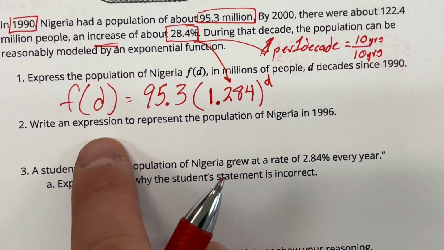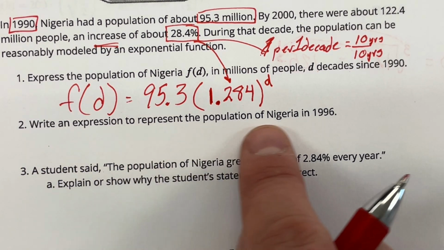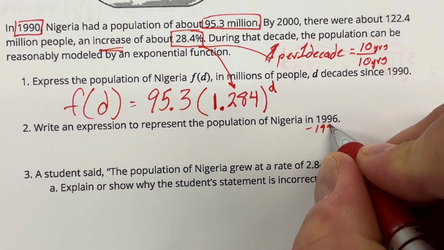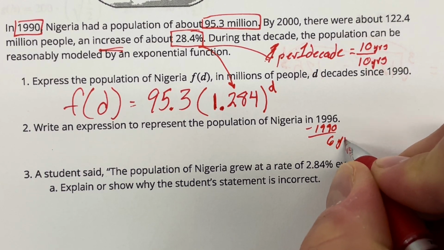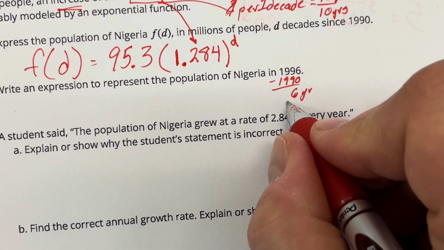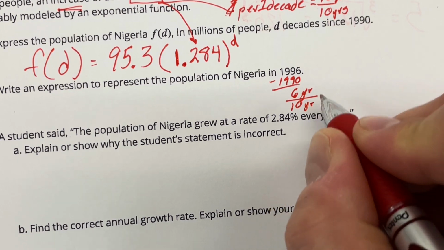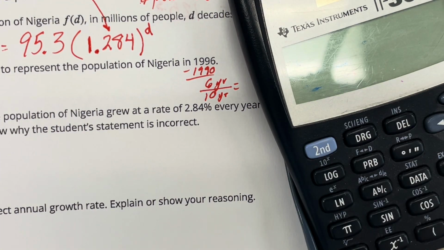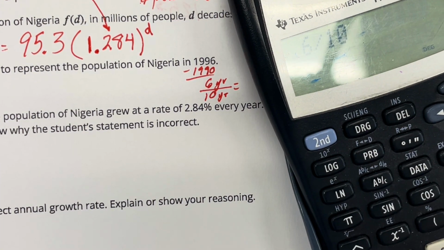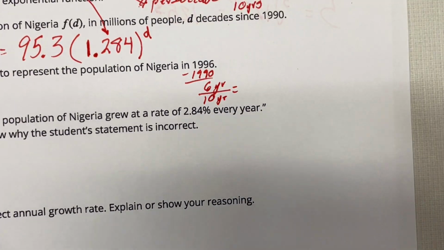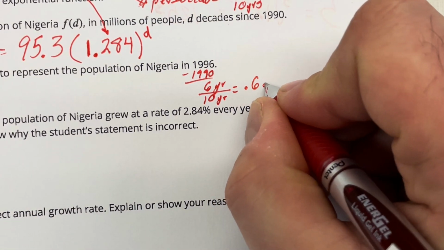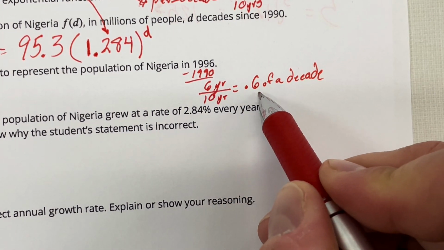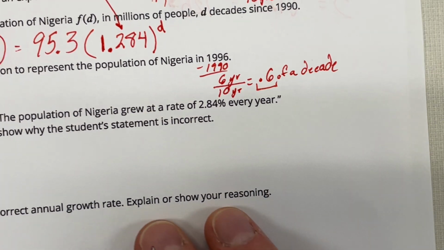This now says write a representation of the population in 1996. 1996, that is just 6 years later. That's not even a whole decade. That's 6 years out of 10 years per decade. Look at how I'm making a fraction there. This is how we turn that number, 6 divided by 10, into a decimal, 0.6 of a decade. And we can use either 6/10 or 0.6. Since that's a nice decimal, we're going to use that.